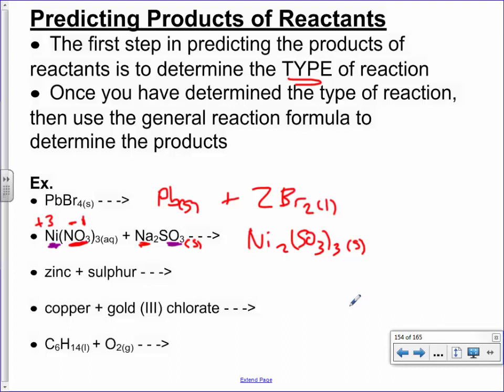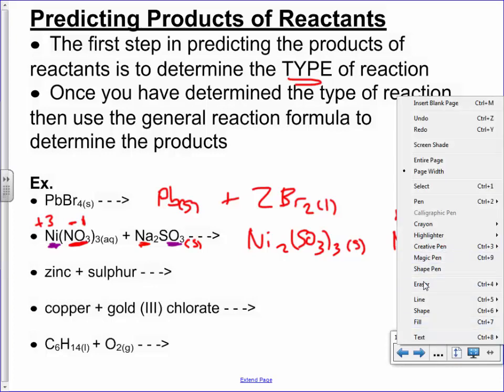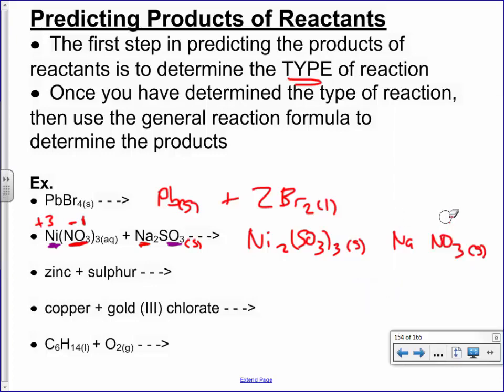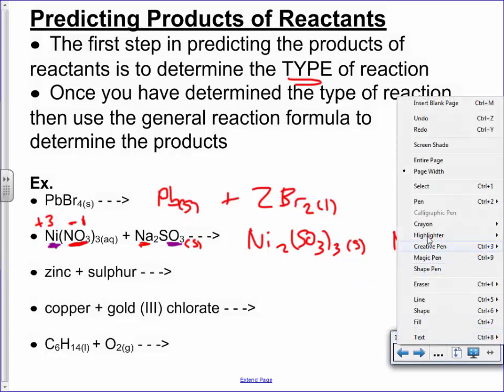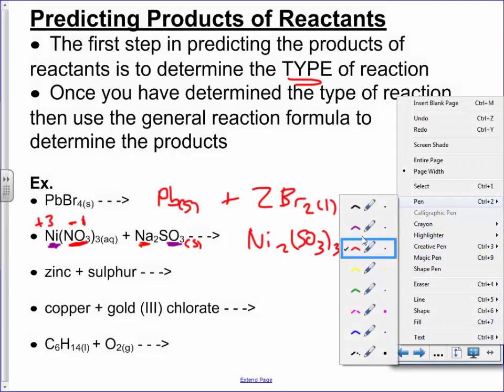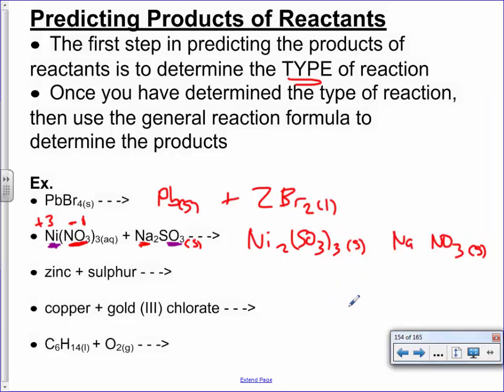Are we done? We haven't actually flipped both partners. We haven't accounted for the fact that the sodium needs to go with the nitrate. What's the charge of sodium? +1. Nitrate's -1. They fit together perfectly. Just add a solid afterwards and we're good. Last step, we got to balance this thing. I'll use green for balancing.